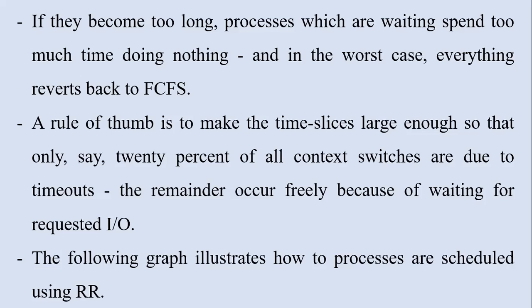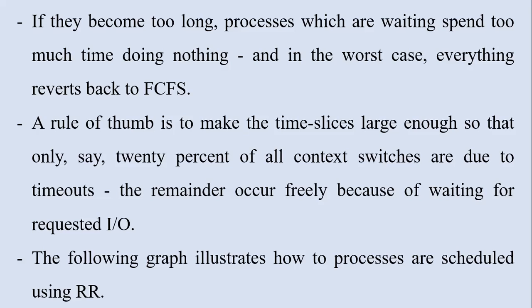If they become too long, processes which are awaiting spend too much time doing nothing. And in the worst case, everything reverts back to first come, first served. A rule of thumb is to make the time slices large enough so that only, say, 20% of all context switches are due to timeouts. The remainder occur freely because of waiting for requested output.